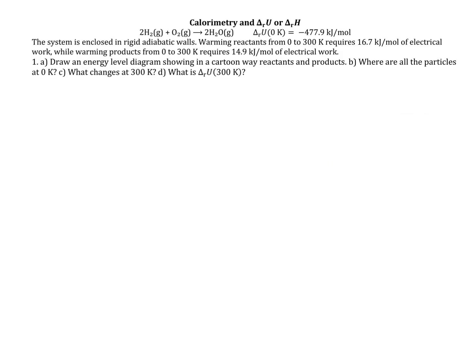Okay, from doing a variety of these calorimetry experiments, we can start to get a picture of what these energy differences look like in real chemical reactions. So let's look at a nice example. H2 plus O2 goes to H2O. Now, we know that delta RU at 0 Kelvin is negative 477.9. And if we, again, use some rigid adiabatic walls, we can measure the amount of work that we need to do to go from 0 to 300 Kelvin, similarly for reactants and for products here.